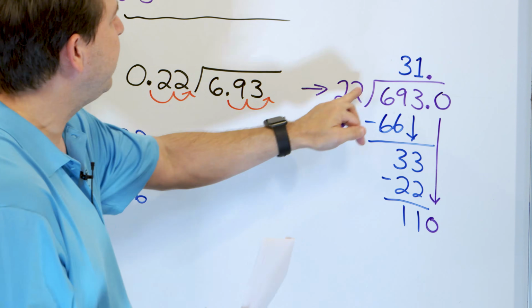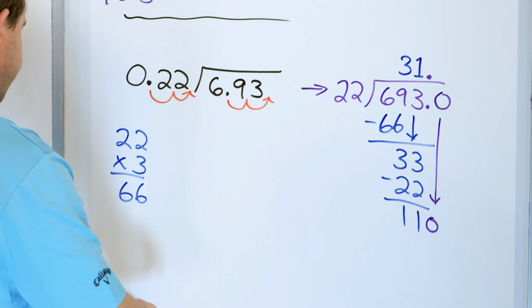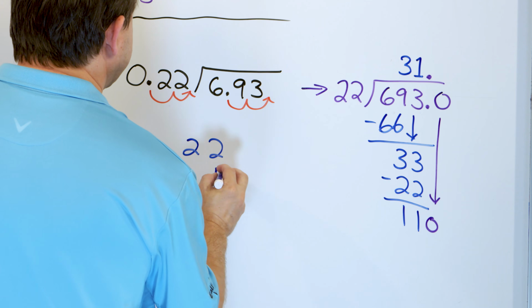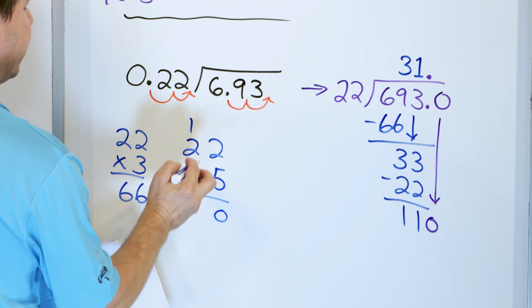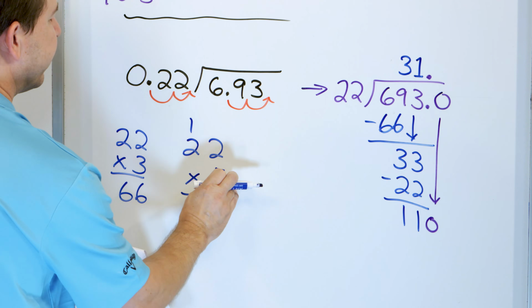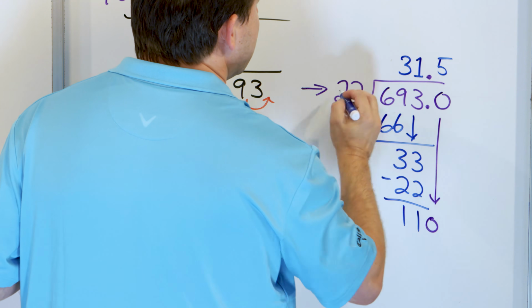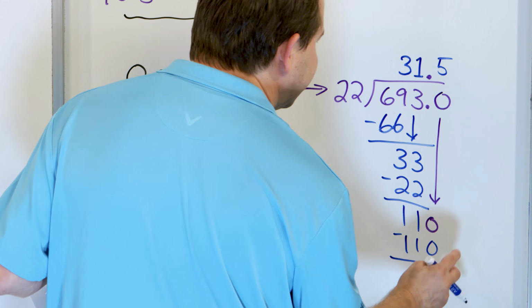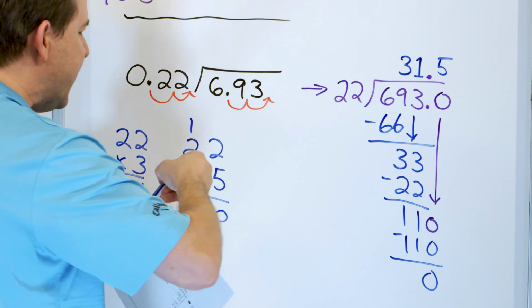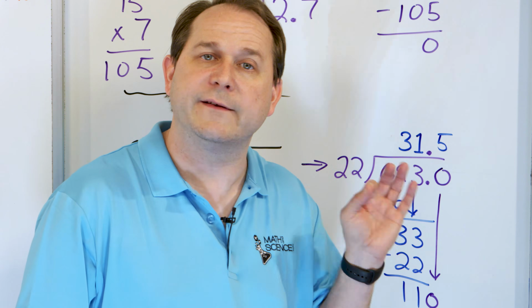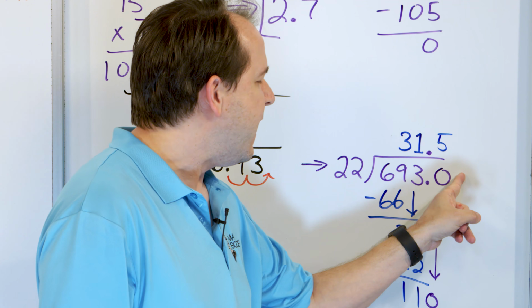We have to get as close as we can to 110. So 22, let's try times 5. 2 times 5 is 10, carry the 1. 2 times 5 is 10. 1 more is 11. That's exactly what we're looking for, so it goes 5 times. 5 times 22 is 110, and now we have a remainder of 0 with no other digits to bring down. If we had gotten another remainder here that was different than 0, we could not stop. We would have to add another 0 and bring it down.